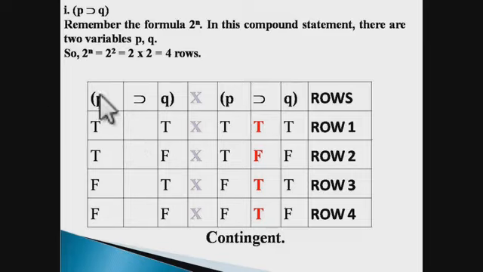Now, we have P conditional Q. We've already said that we're going to have 4 rows. So we have row 1, row 2, row 3, row 4. We try to distribute T's and F's equally. We ensure that P has an equal number of T's and F's, and then Q has an equal number of T's and F's. So here, you begin with true, true, and then false, false. You've distributed T's and F's to P.